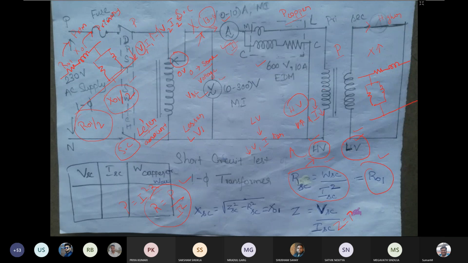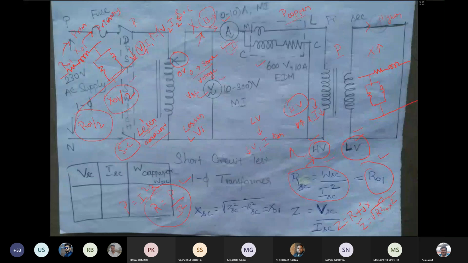Z is equal to R plus jX, you know that. If you want to find the magnitude of this, Z is equal to the square root of R square plus X square. This you know. So you just rearrange this equation in such a way that you know R, you know Z, and you want to find X. Once you rearrange this equation, you can obtain X. So X can be obtained using this equation.